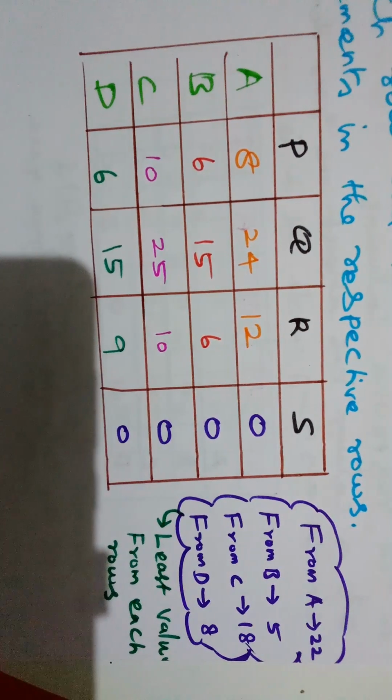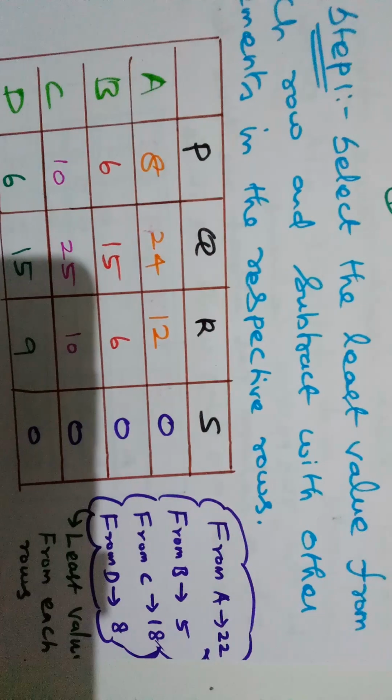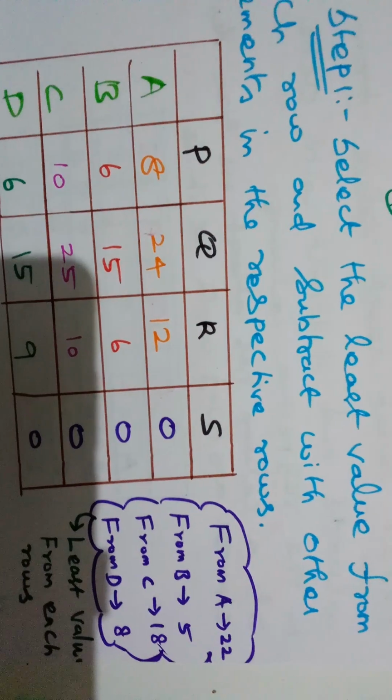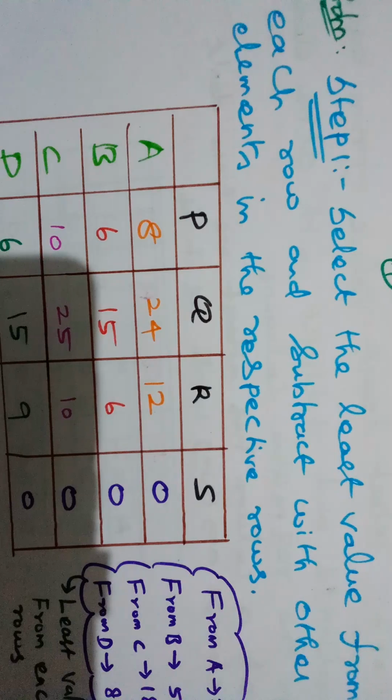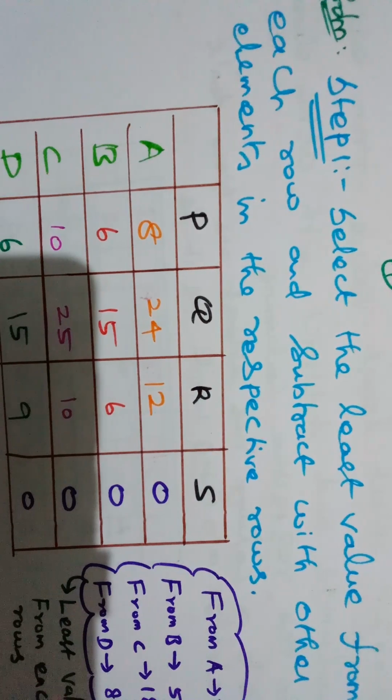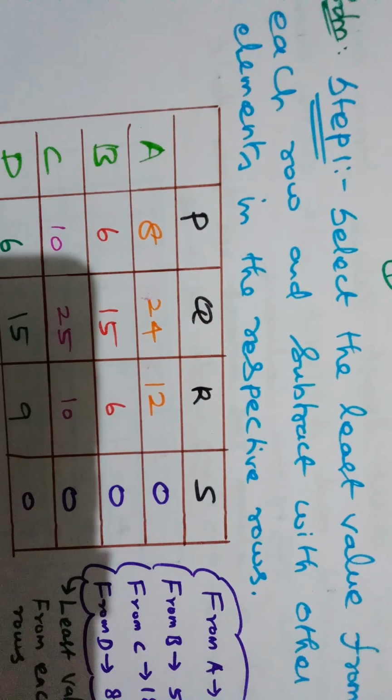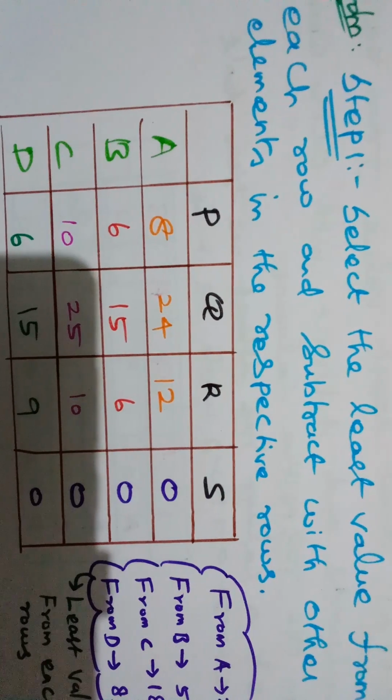See the solution. Step number 1 says select the least value from each row and subtract the least value from the other elements in the respective rows. I repeat, select the least value from each row. For example, A, B, C, D, there are 4 rows. Select the least value and subtract it from the other elements in the respective rows.